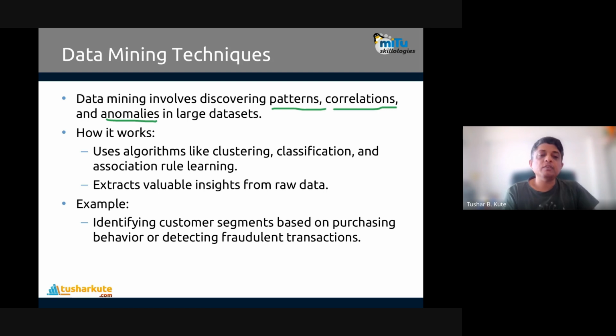Let's take an example: identifying customer segments based on purchasing behavior, or detecting fraudulent transactions. Classification algorithms come under this data mining. So you dig out novel insights, and accordingly we can generate actions here too.